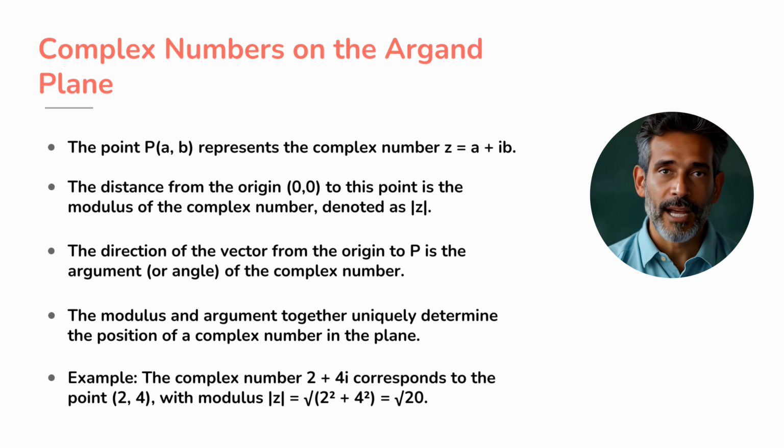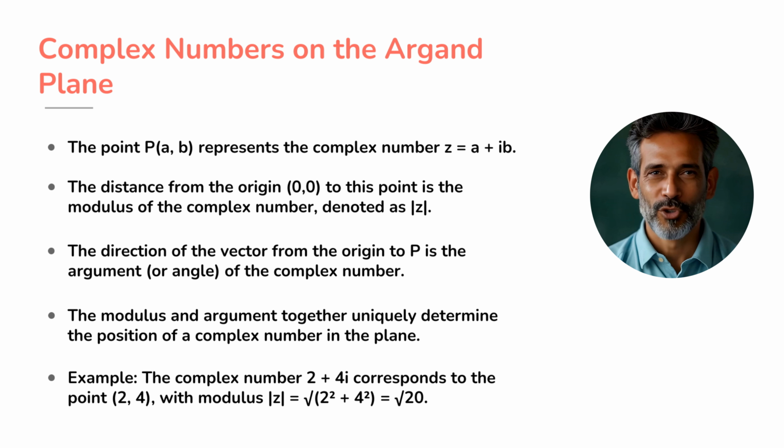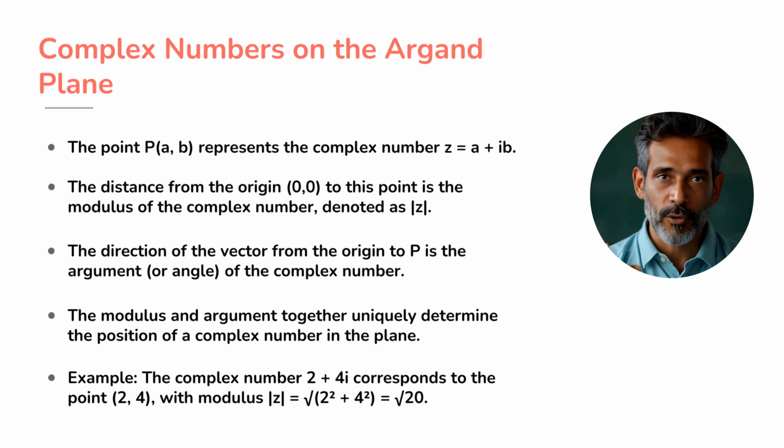So the modulus and the argument together completely determine the position of a complex number in the Argand plane. For example, if z equals 2 plus 4 iota, the point is (2, 4), the modulus is square root of 2 squared plus 4 squared, which is square root of 20, and the angle is found from the slope of the line.